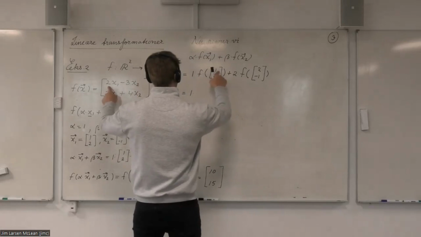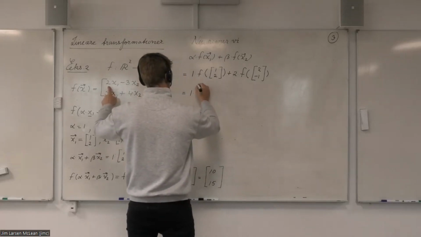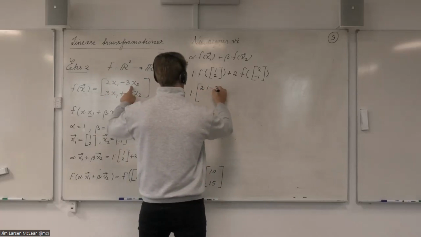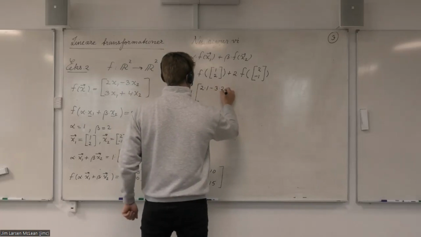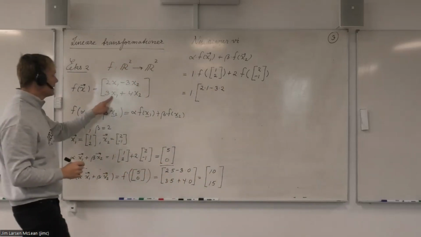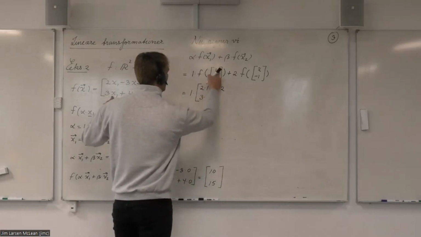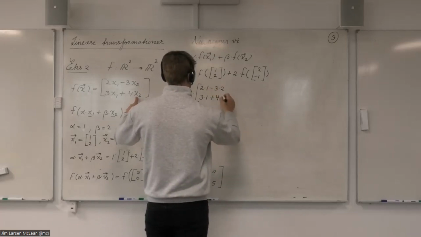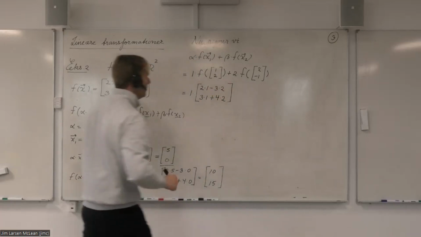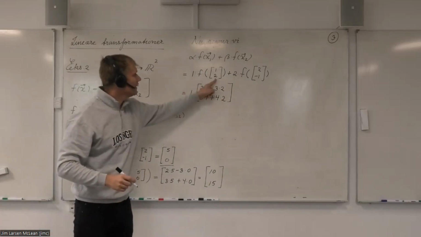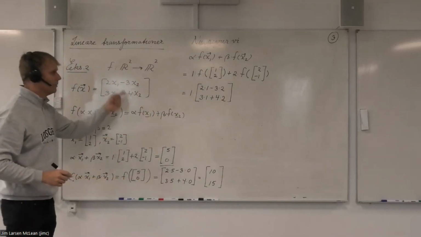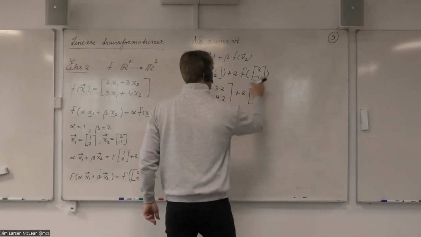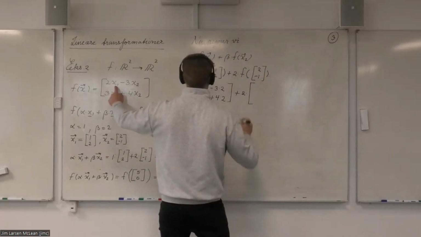So I have to say 2 times x1 minus 3 times x2. And then I have to say 3 times x1 plus 4 times x2. There we go. This is how you find the image of the vector. The formula is right here. And then I should say plus 2. Now I need to calculate this. So what should I say? 2 times x1, meaning 2 times 2.